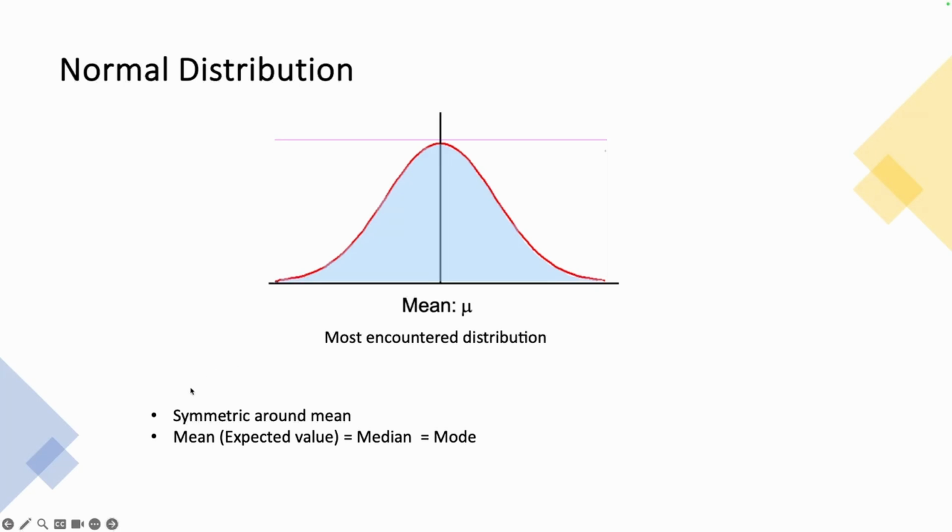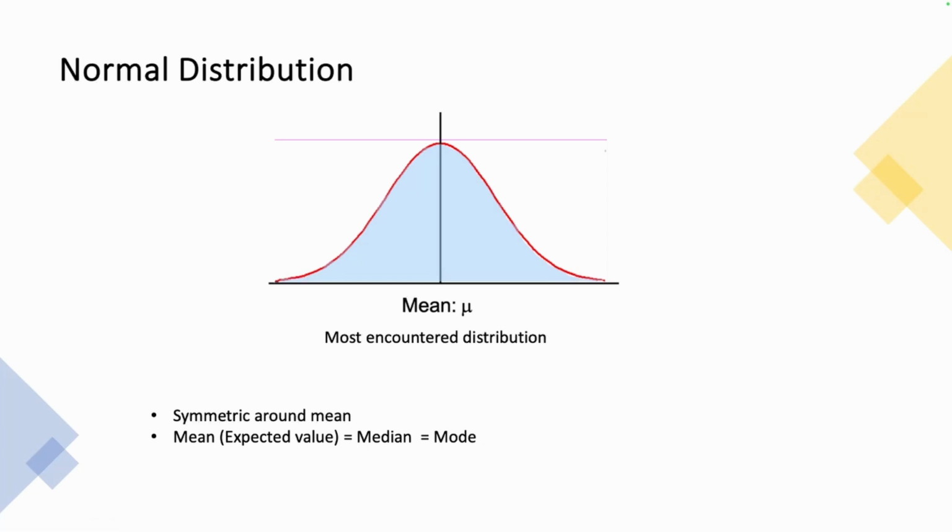The first property of the normal distribution is that it's symmetric around its mean. What it means is the area that you have on the right hand side of the mean will be equal to the area that you have on the left hand side of the mean. And also the shape of these two curves, the right and left hand side of the mean, will always be equal. Because of this property, the mean or the expected value of this distribution will be equal to its median and will also be equal to its mode.